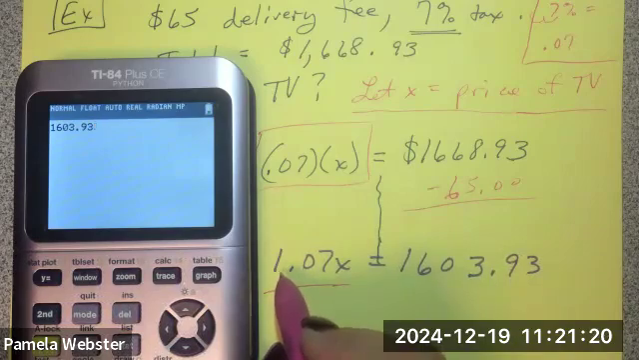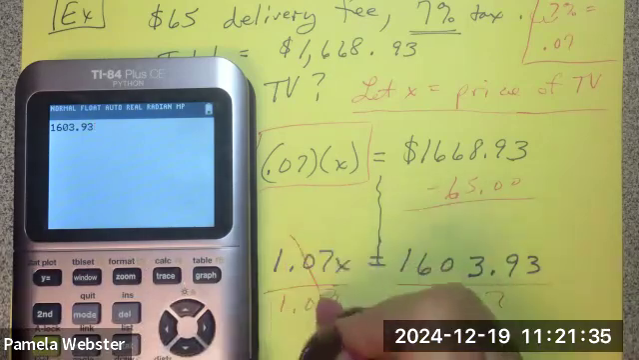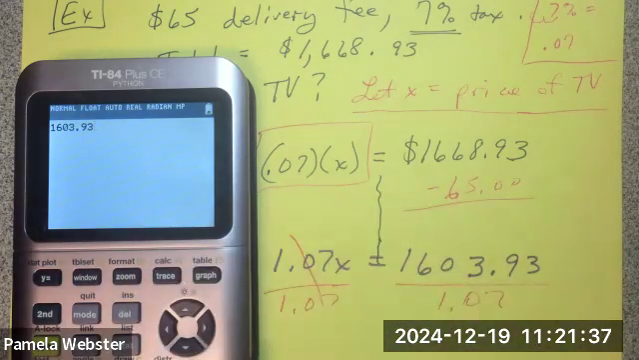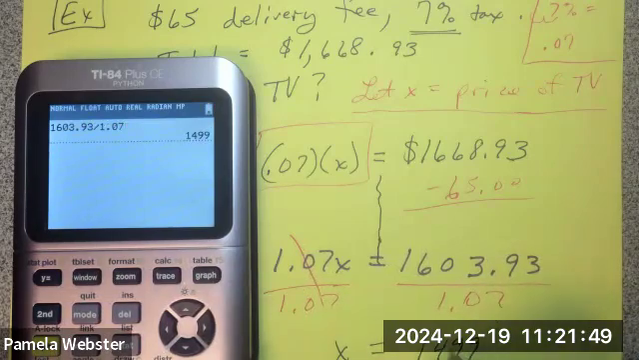Okay, so here I want the x by itself. I see I'm multiplying by 1.07, so I'm going to divide by 1.07. Okay. And whenever I go to do this, I say, hey, over here, this goes away. And what I get left with is x equals, but here's where I'm going to use my calculator, 1603.93 divided by 1.07, and I get 14.99.